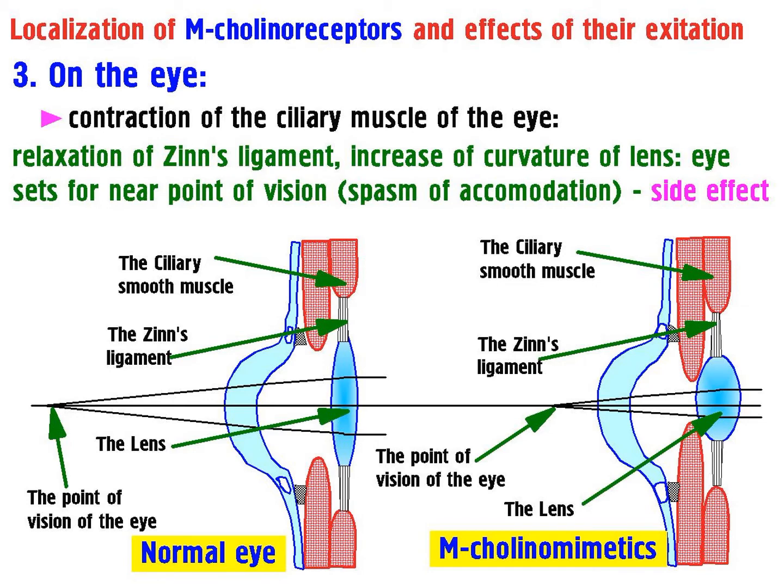Also, M-cholinergic receptors are found in the ciliary muscle of the eye. This muscle is responsible for accommodation. Contraction of the ciliary muscle, which is observed under stimulation of M-cholinergic receptors, leads to the relaxation of Zinn's ligaments, increasing the curvature of the lens, and in this condition our eye sets for the near point of vision. This condition is called spasm of accommodation.